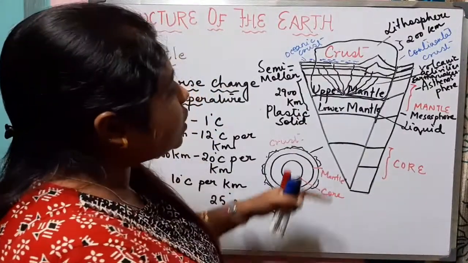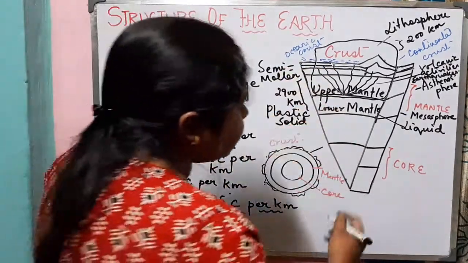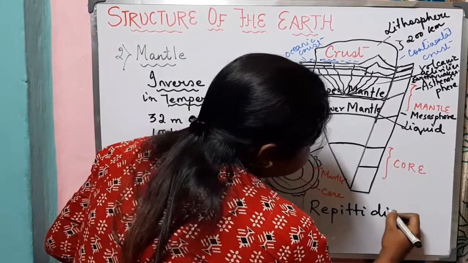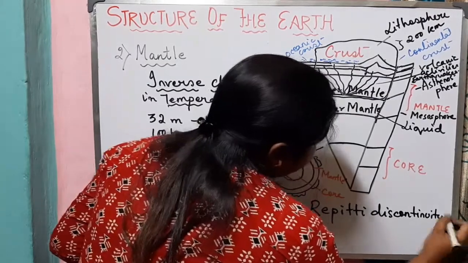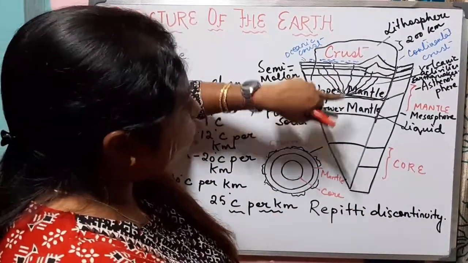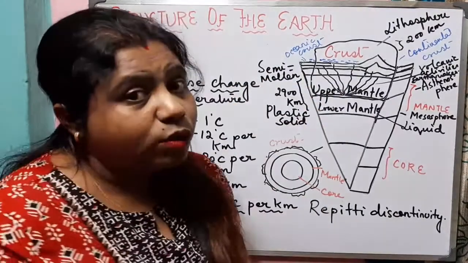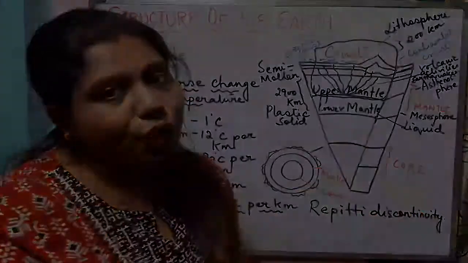Now let us know about the discontinuity that separates the upper mantle from the lower mantle. It is known as the Repetti discontinuity. So the discontinuity which separates the upper mantle from the lower mantle is the Repetti discontinuity. Now let us move ahead to know the next layer, that is the core.